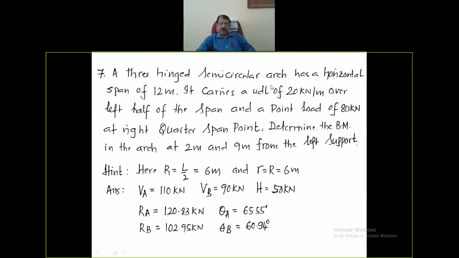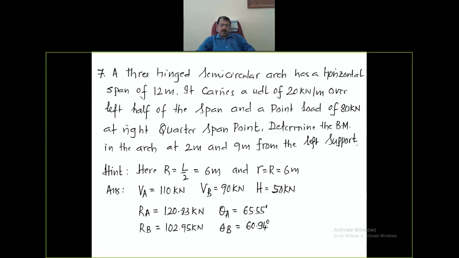A three-hinged semicircular arch has a horizontal span of 20 meter. It carries a UDL of 20 kilonewton per meter over left half of the span and a point load of 80 kilonewton at right quarter span point. Determine the bending moment in the arch at 2 meter and 9 meter from the left support. Well, here figure is not given. You have to draw the figure of the arch consisting of 3 hinges, 2 hinges at the points A and B and 1 hinge at the point C, that is called crown.